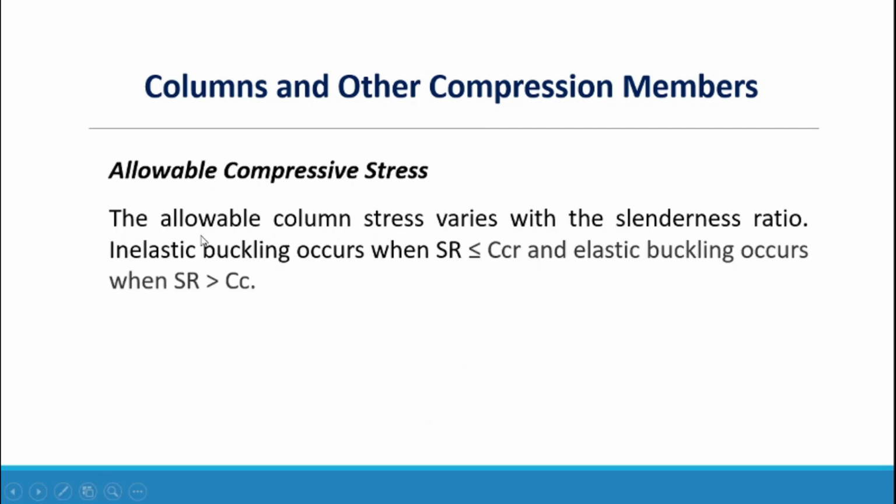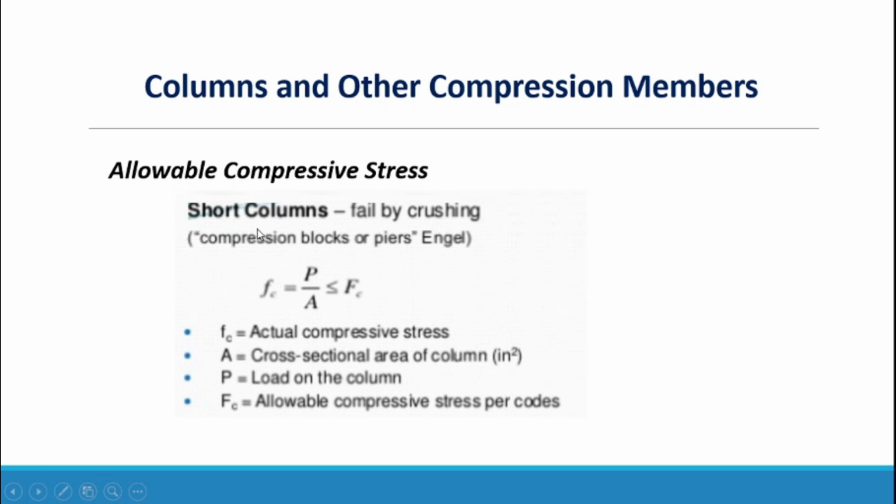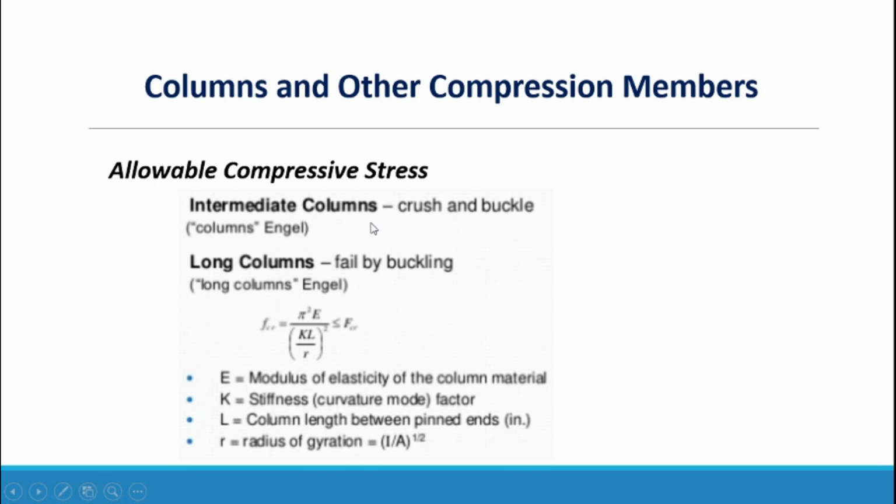And for the allowable compressive stress, the allowable column stress varies with the slenderness ratio. Inelastic buckling occurs when the slenderness ratio is less than or equal to the critical slenderness ratio, and elastic buckling occurs when the slenderness ratio is greater than Cc. Allowable compressive stress. For short columns, failure by crushing, and the compression blocks or pier angle, or Fc, which is the actual compressive stress, is equal to P over A, which is less than or equal to Fc, where A is the cross-sectional area of the column, P is the load on the column, and Fc is the allowable compressive stress per codes. For intermediate columns, crush and buckle.